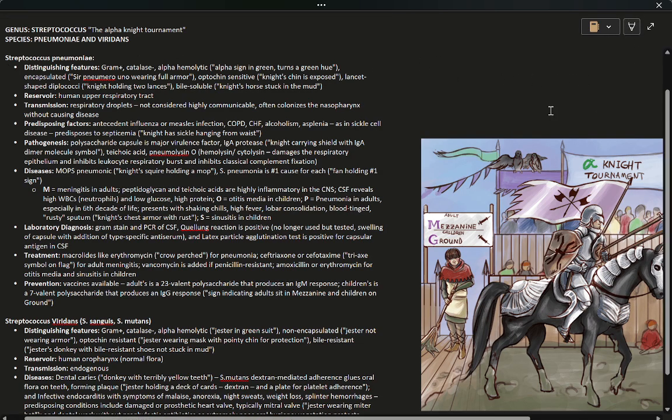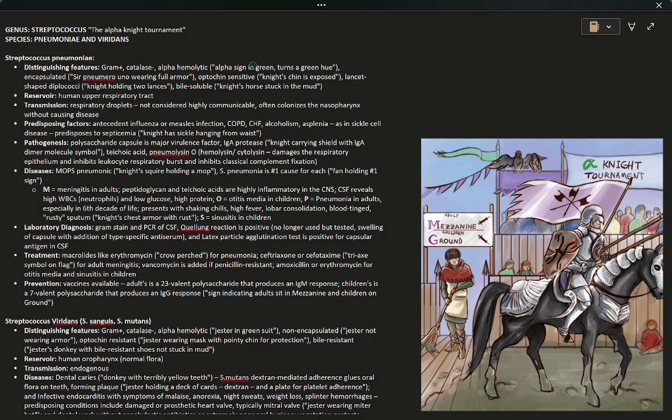A sketchy image to help us remember the important principles associated with Strep pneumoniae. The sketchy image is titled the Alpha Knight Tournament. The reason why it's titled the Alpha Knight Tournament is because Streptococcus pneumoniae is alpha hemolytic. Specifically, it is a gram-positive organism. It is catalase negative, and most importantly, it is alpha hemolytic.